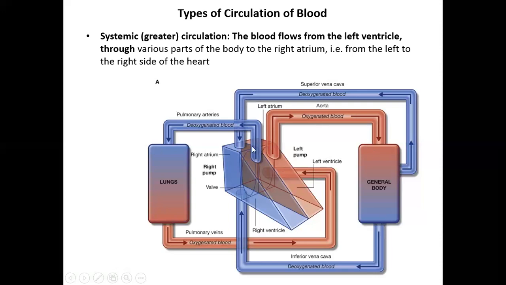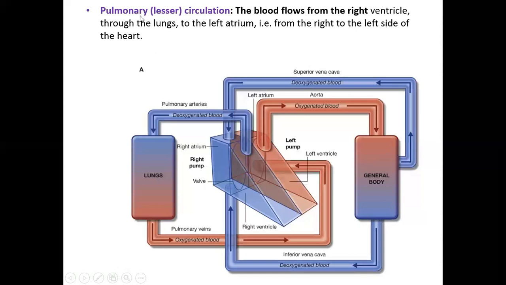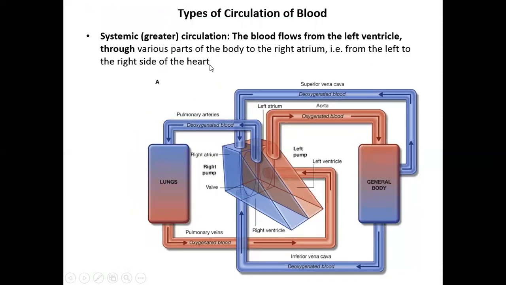Now, the next circulation, that is lesser circulation, which is also called pulmonary circulation. It is called pulmonary circulation because it is going to the lungs. The blood is going to reach the lungs. That is why it is called pulmonary circulation. Now, here the blood flows from the right ventricle, and it reaches the left atrium. So it is the flow from right to left side of the heart, whereas here it is from left to right side of the heart in the systemic circulation.